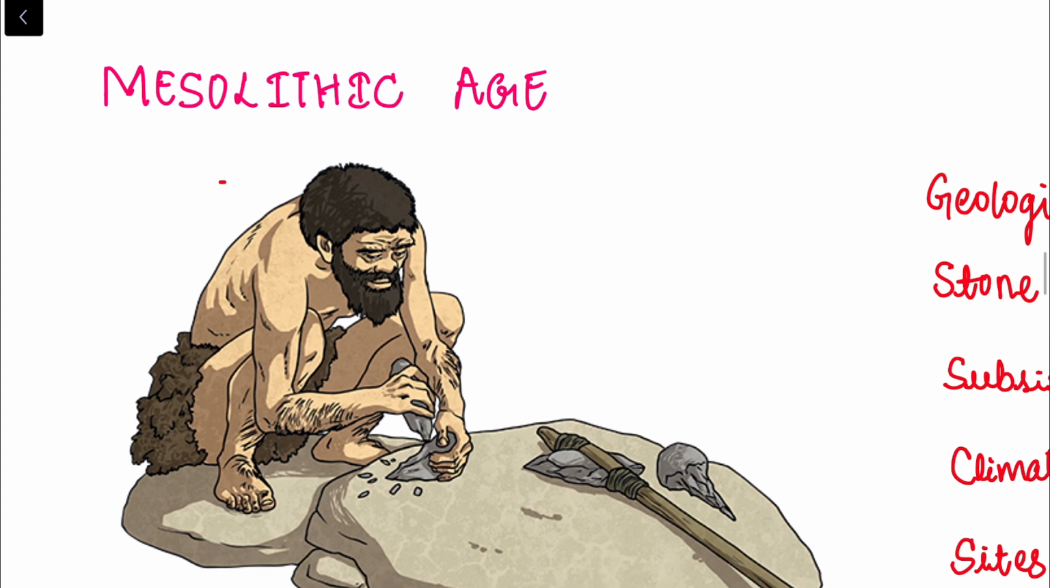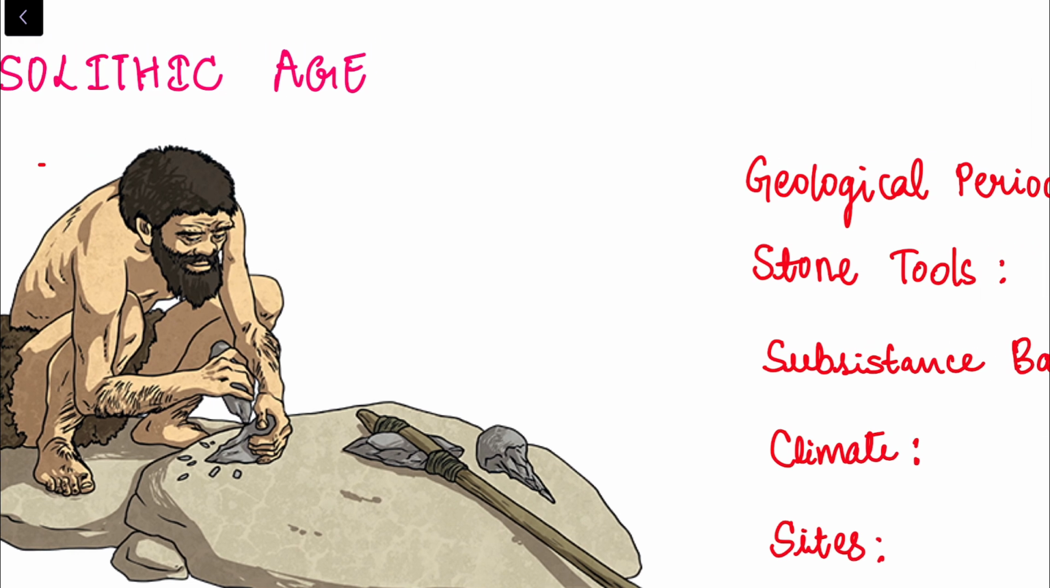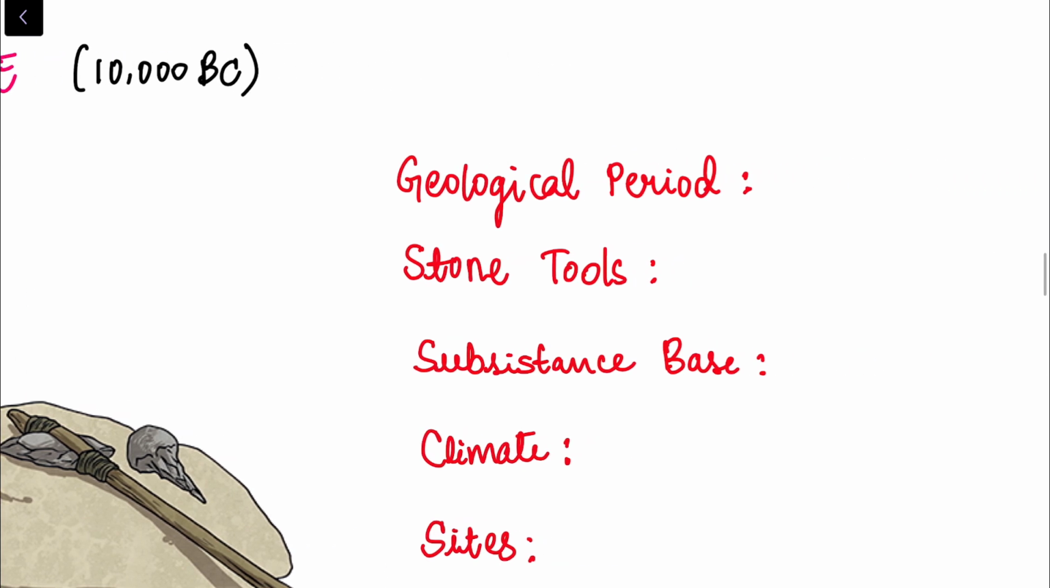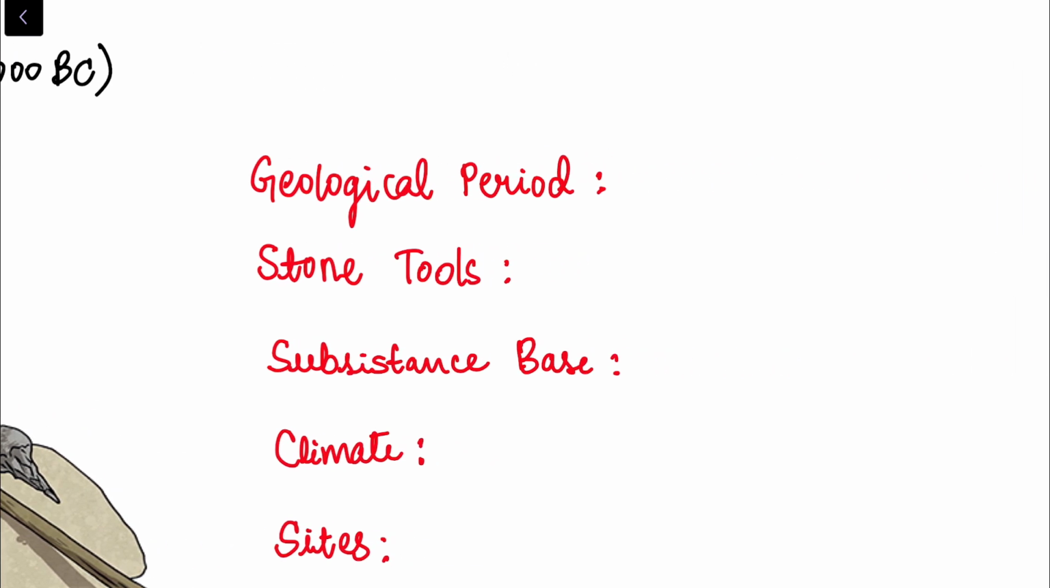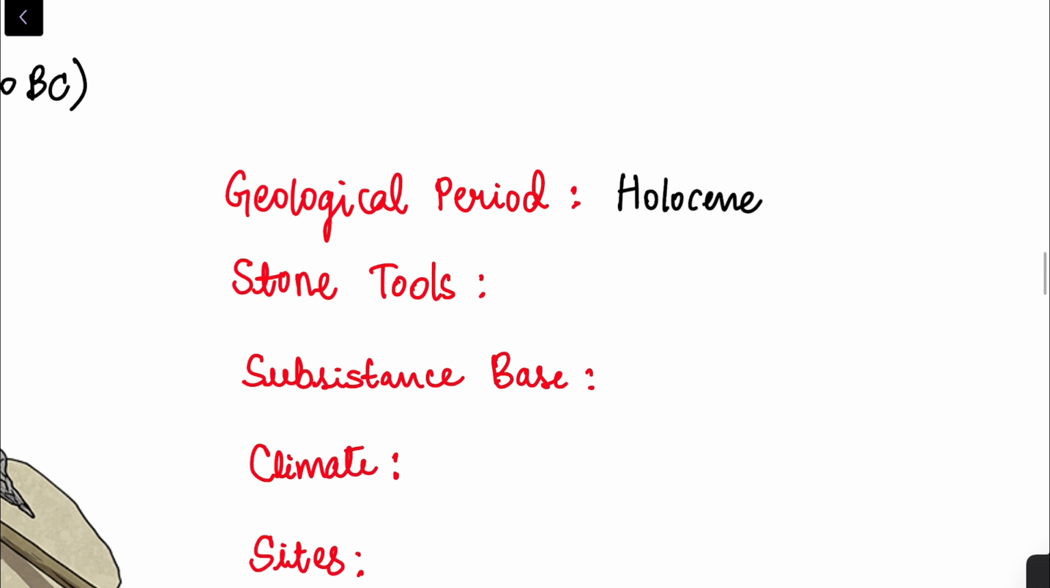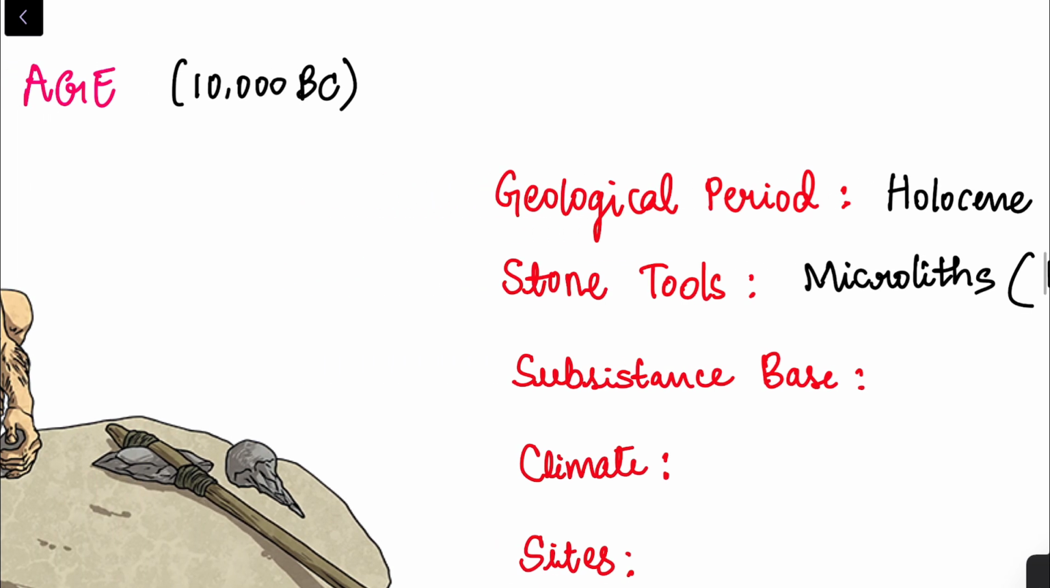Next, the second period, that is the Mesolithic Age, the Middle Stone Age. It is around 10,000 BC. The geological period of the Mesolithic Age is called Holocene. The stone tools used by Mesolithic Age people are called microliths. Microliths means tiny stone tools, around 1 centimeter to 5 centimeters.